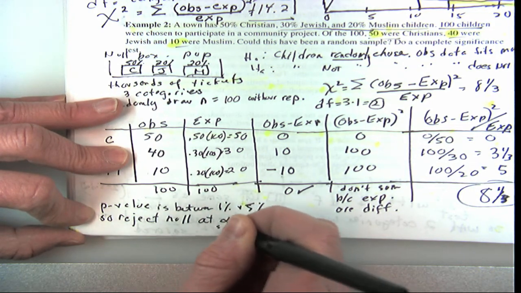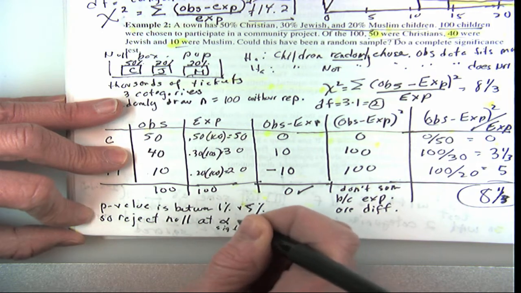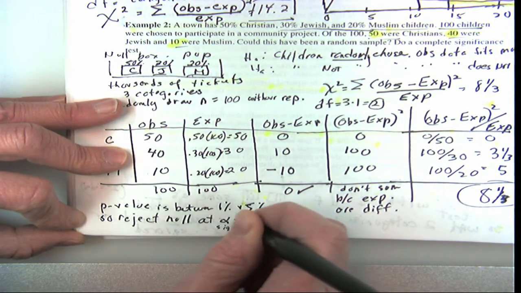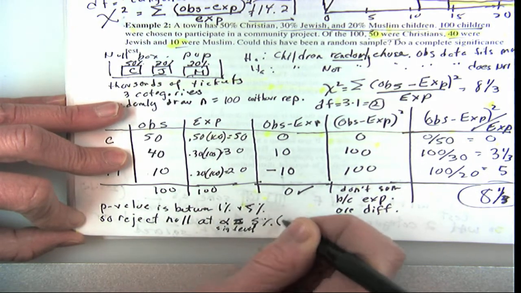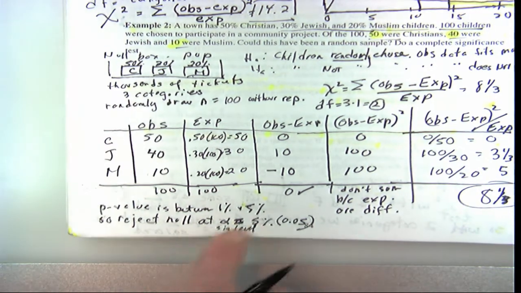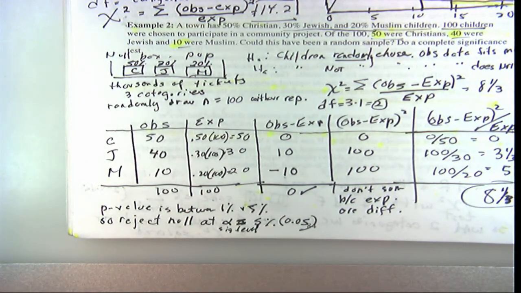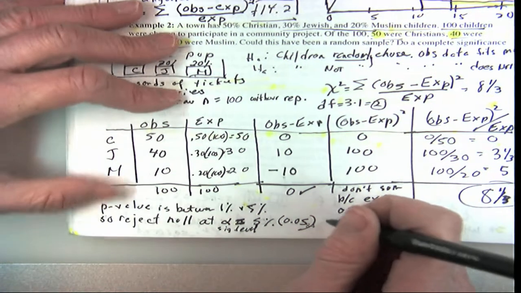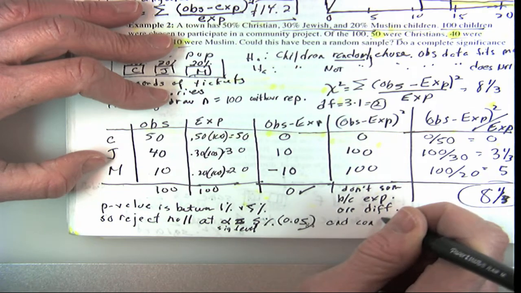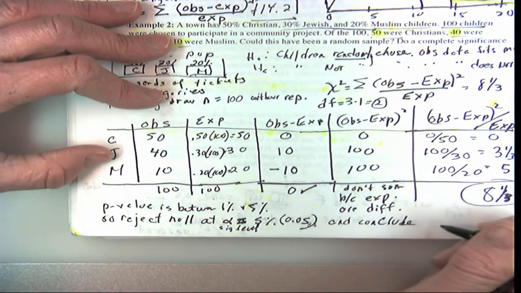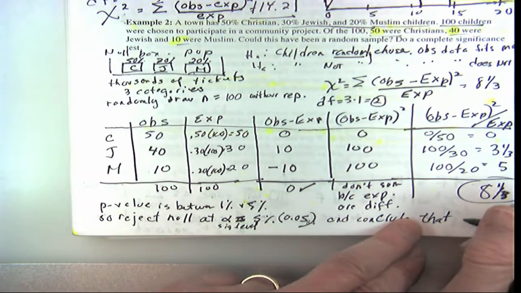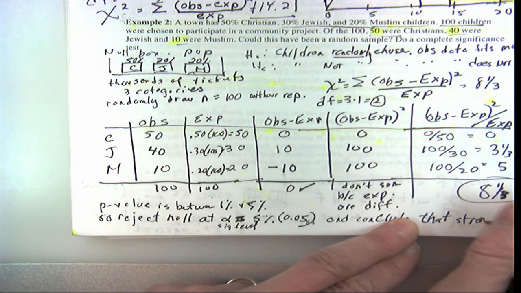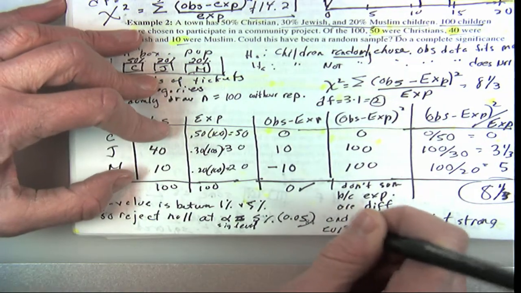If we're going to use our usual conventional cutoffs, we reject the null at the significance level. That's our significance level. If we use that, reject the null at alpha equals 5%, often written as alpha of 0.05. Okay? So we reject it. Does that make sense? And conclude, what? Because our p is less than 5%, there is strong evidence that the kids were not randomly chosen.